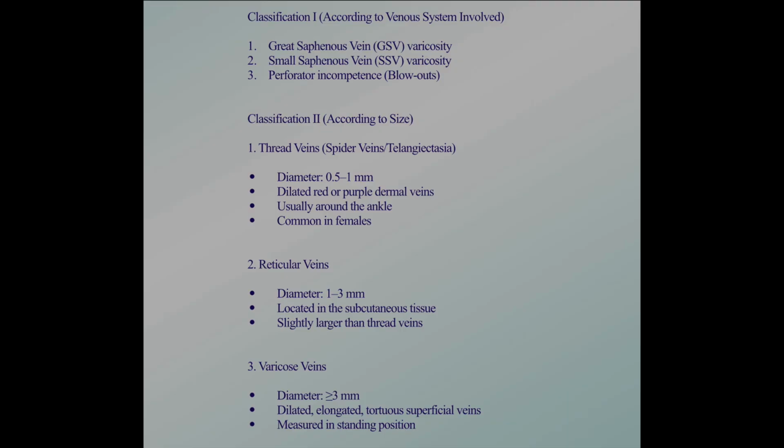Reticular veins are 1 to 3 mm in diameter, localized to the subcutaneous tissue, slightly larger than the thread veins. For the varicose veins, the diameter is more than or equal to 3 mm. They are dilated, elongated, tortuous superficial veins. Measurement is to be taken in the standing position.